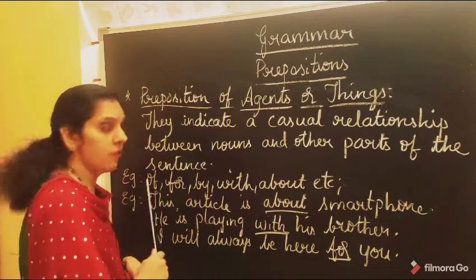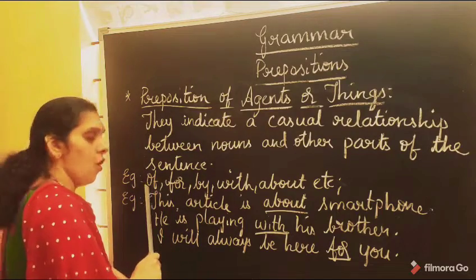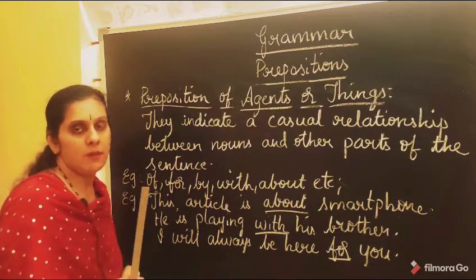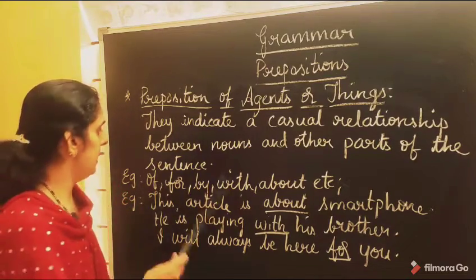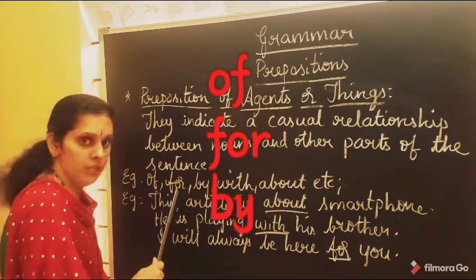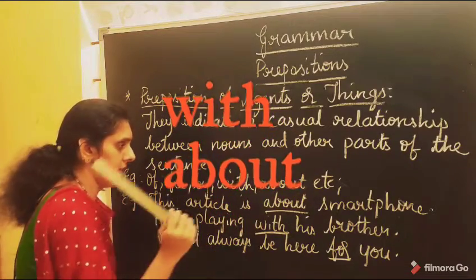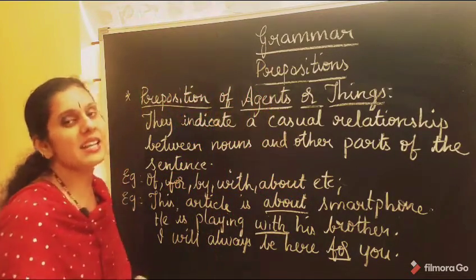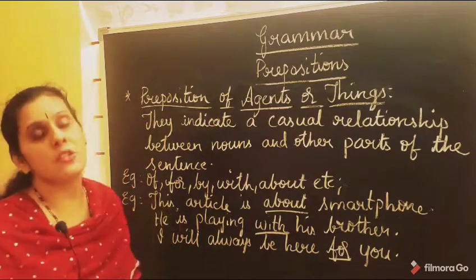Let me take a few commonly used prepositions of agents or things. What are they? Of, for, by, with, about, etc. So this shows the causal relationship of the noun with the other parts of the sentence.